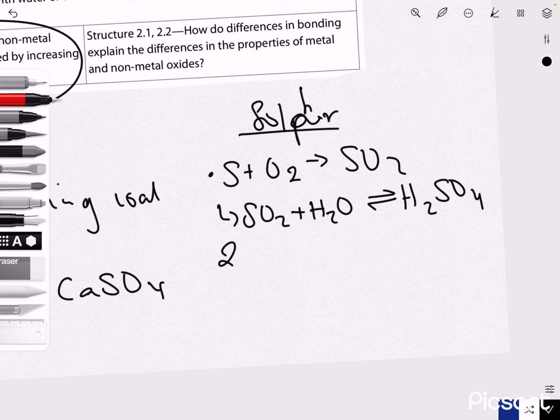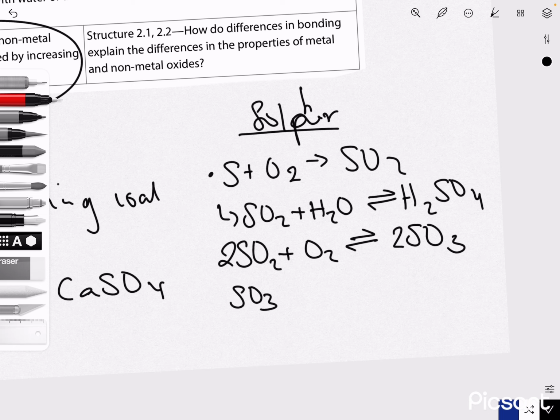If you have 2SO2 plus oxygen, you can also get an irreversible reaction, 2SO3, which also can give you your sulfuric acid.